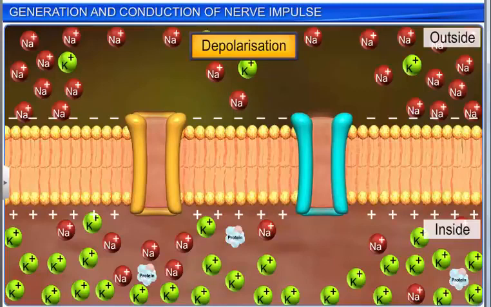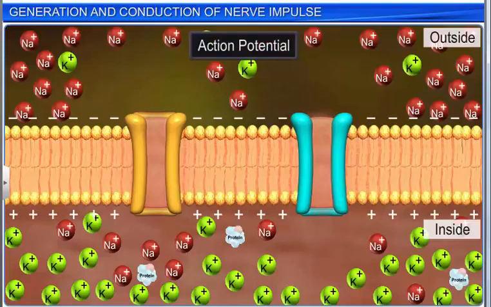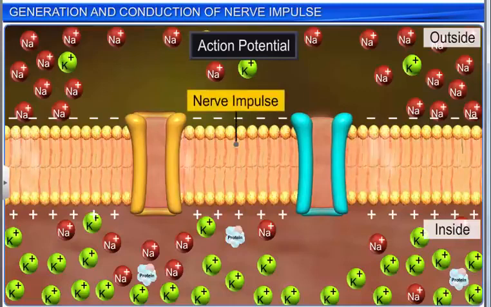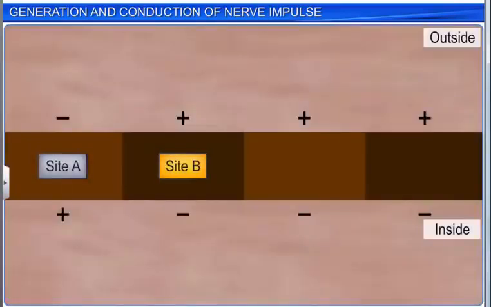The electrical potential difference across the plasma membrane at site A is called the action potential. This action potential travels as a wave of depolarization along the length of the nerve fiber in a particular direction and is called the nerve impulse. At site B, the axon membrane has a positive charge on the outer surface and a negative charge on the inner surface.